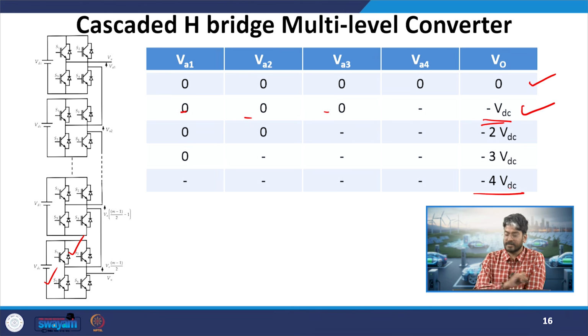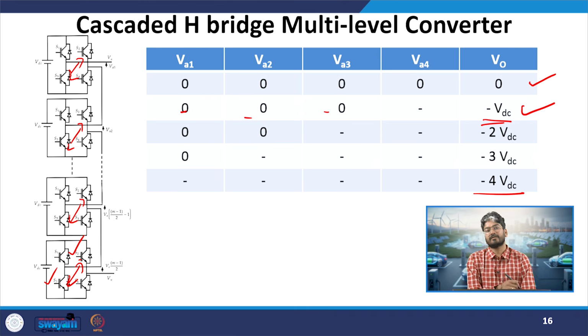Similarly, when we reach minus 4 VDC, there we will observe that all the 4 H bridges will be inserted to generate negative voltage and we will not have any redundant combination for this voltage level. Okay. So when I generate peak positive or peak negative, I do not have any redundant combinations, whereas for other voltage levels, I have redundant combinations similar to my flying capacitor configuration.